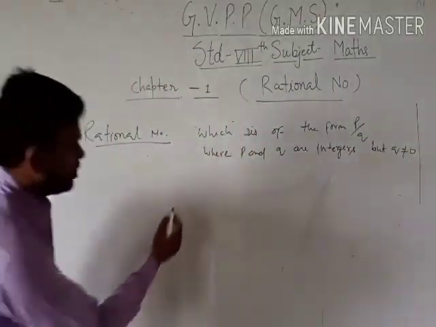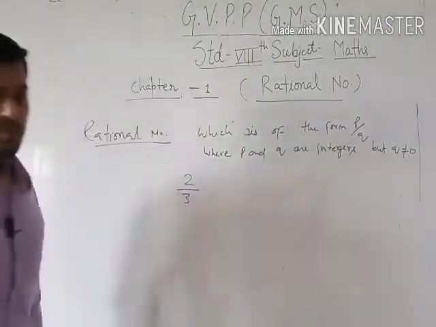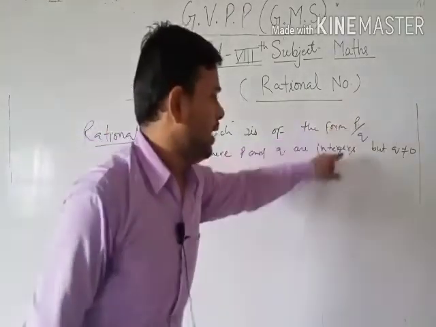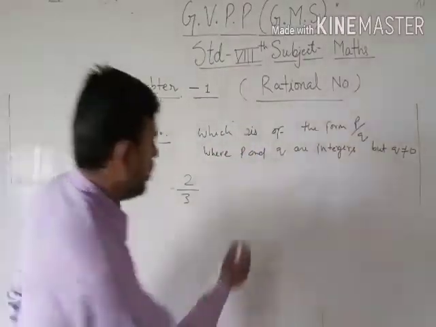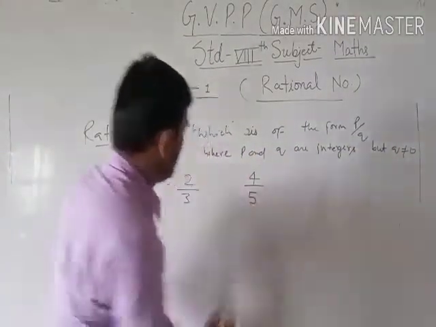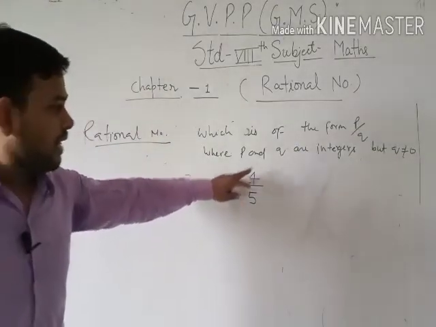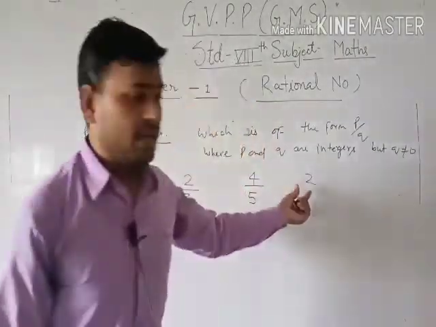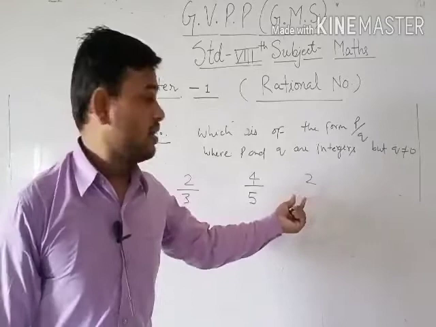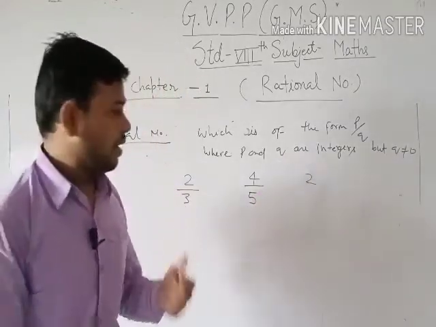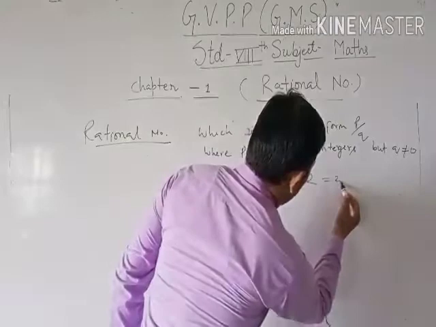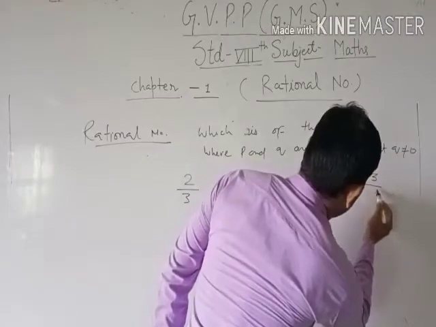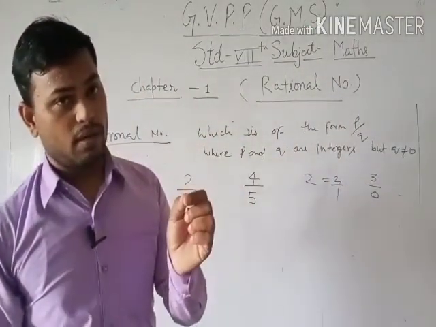That means suppose a number is written 2/3. It is a rational number. Why? Because it is of the form p by q. Now you can see here this is 4/5. This is a rational number because it is of the form p by q. But think, if 2 is written, is it a rational number or not? It is also a rational number. Why? Because you can write 2 as 2/1. But if 3/0 is written, this is not a rational number.